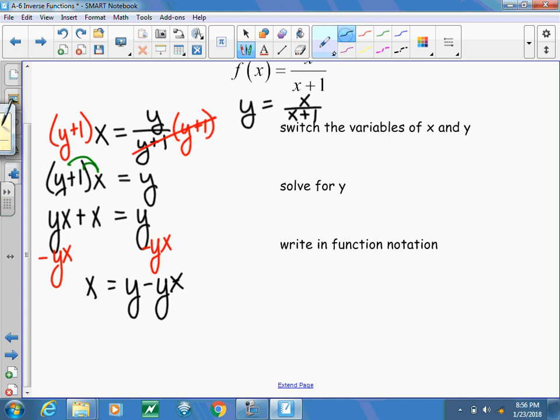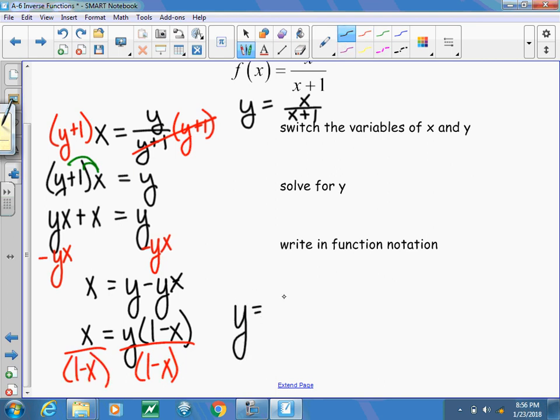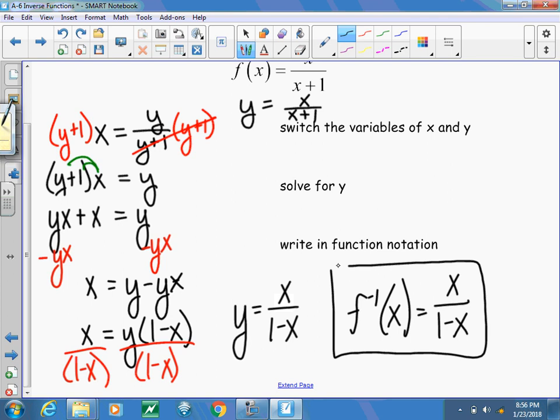What I can do at this point is factor out a y, and I'm left with 1 minus x. So now I have y times 1 minus x is equal to x, and we can divide both sides of this equation by that factor of 1 minus x. We end up with y by itself. So y is equal to x divided by 1 minus x. Our inverse function of f of x is equal to x divided by 1 minus x, and there would be the inverse of this.